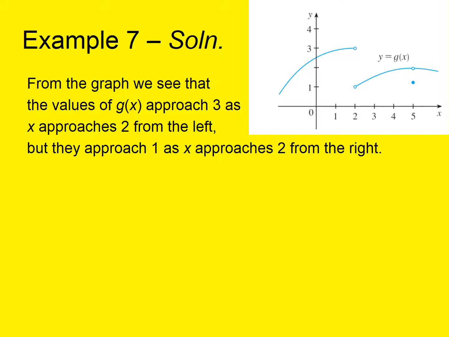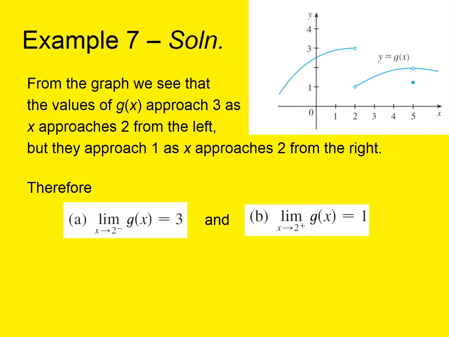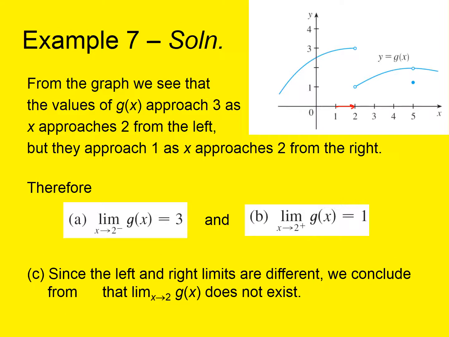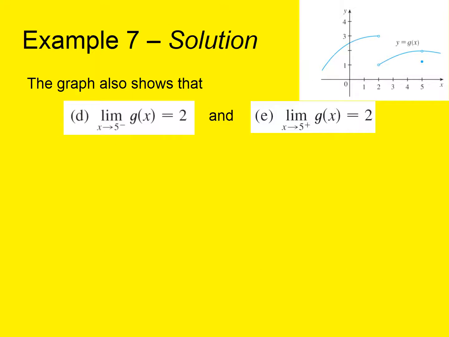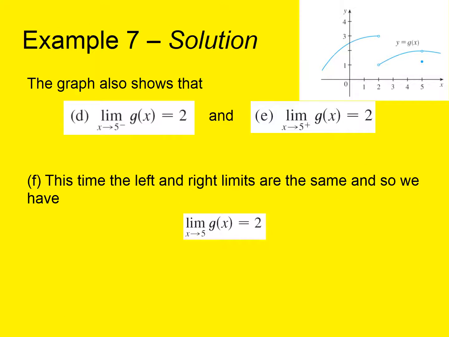Again, the left-hand limit as we approach 2 from the left is 3, but from the right it's merely 1. Therefore, the regular limit as x approaches 2 of g of x does not exist. But at 5, they're both 2, so the limit does exist, and it's 2.